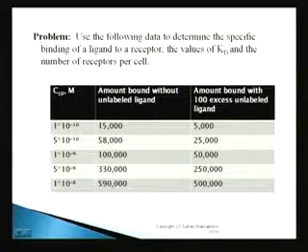The problem is: use the following data to determine the specific binding of a ligand to a receptor, the values of KD, and the number of receptors per cell. So basically you need to find all the rate constants and NRT. CL naught is given in molar: 1 times 10 to the minus 10, 5 times 10 to the minus 10, 1 times 10 to the minus 9, 5 times 10 to the minus 9, and 1 times 10 to the minus 8.